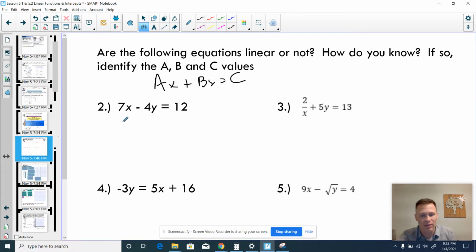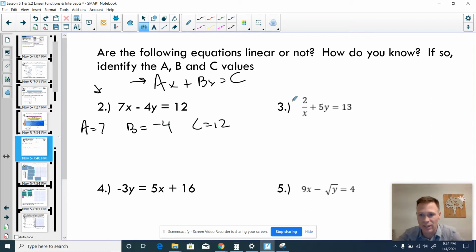So does this have any of those disqualifiers? Number 2, does that example have any disqualifiers? And I would say no, it doesn't have radicals where x and y are in it. It doesn't have x or y in an exponent. All of those things work. So it does look like this, which means this is a linear function. This would be a graph of a straight line. And my a value is equal to 7. My b value is actually equal to -4. And my c value equals 12.